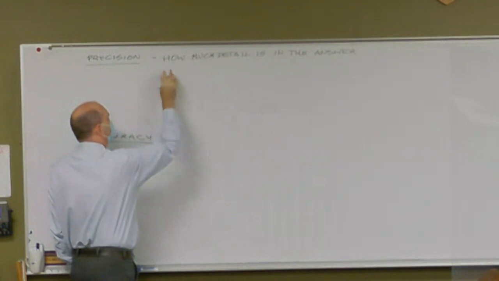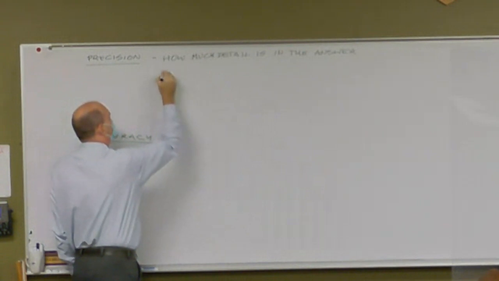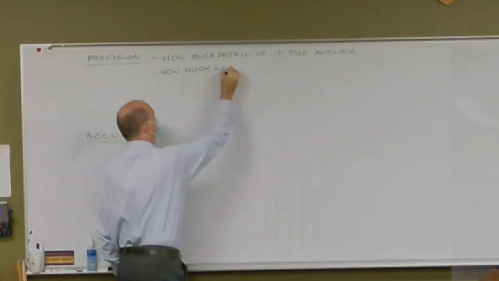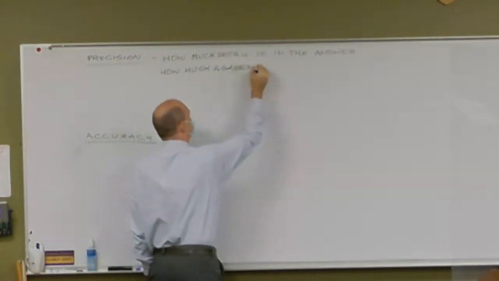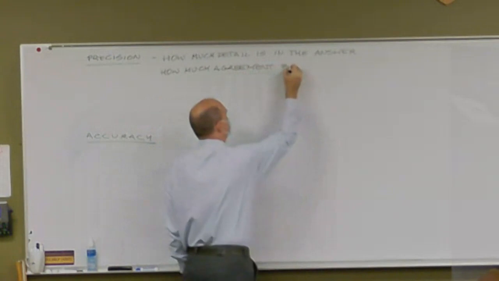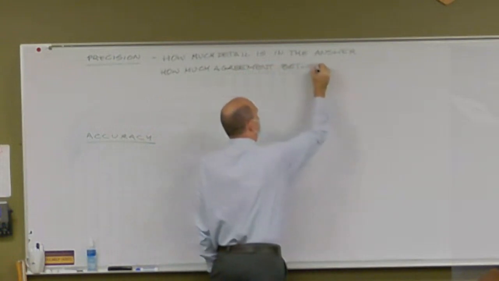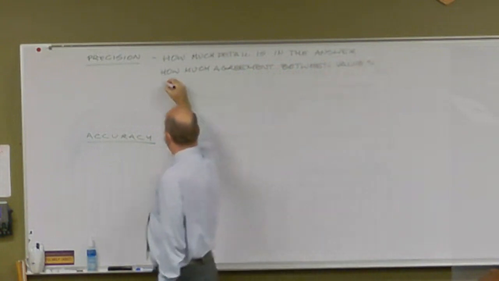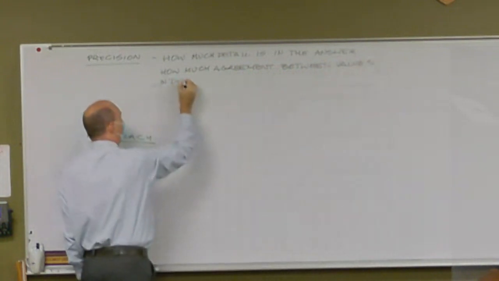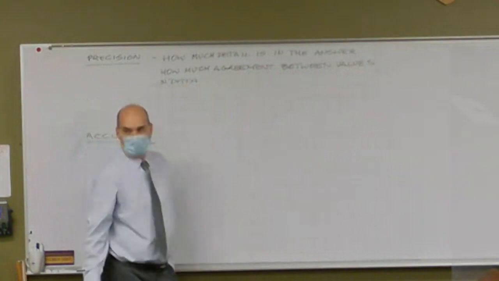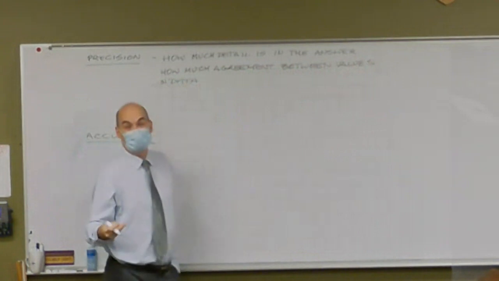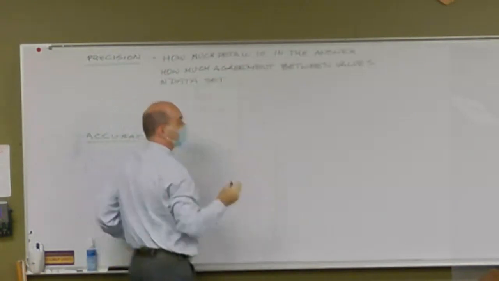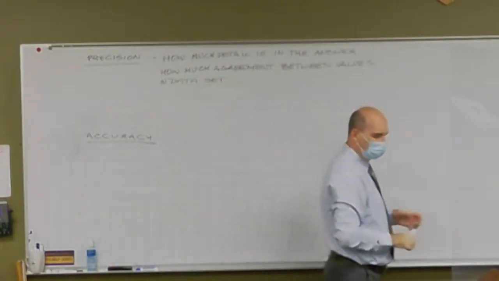Also clumped in with precision is how much agreement there is between values in your data set. So when you reproduce your experiment, do you get the same answer again? So that's precision.